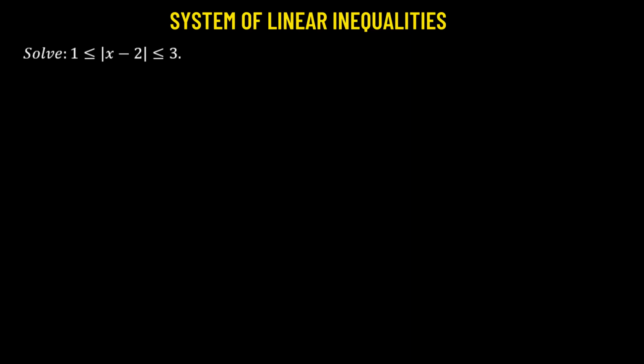So let's solve the following inequality. Here we have the absolute value of x minus 2 lying between 1 and 3. To begin with, let me state quickly the definition of an absolute value.